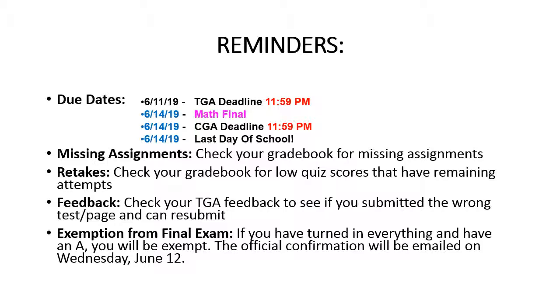For missing assignments, check your gradebook for any missing assignments. Retakes, check your gradebook for low quiz scores that have remaining attempts. Make sure you're reading the feedback. Check your teacher graded feedback to see if you submitted the wrong test page and if you can resubmit it. Remember, if you want to be exempt from the final exam, if you have turned in everything and have an A, you will be exempt. Your official confirmation will be emailed to you on Wednesday, June 12th.